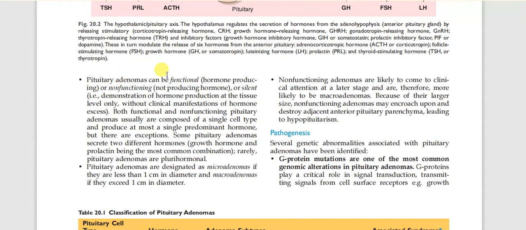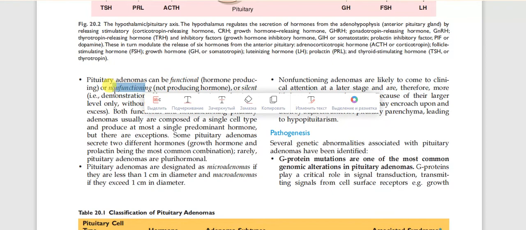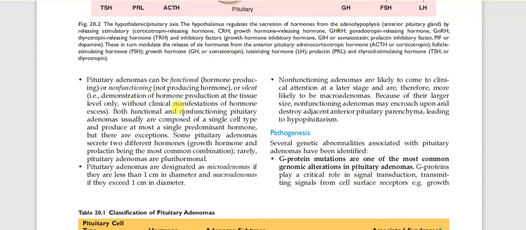Sorry. A pituitary adenoma can be functional and non-functioning. Functional means they produce hormones, and non-functioning means they do not produce hormones. Both of them are composed of a single cell type, because you remember the mechanism of carcinogenesis: any tumor usually is produced from one cell or one group of cells. So that's why these adenomas usually contain only one cell type. And of course, if you have one cell type like ACTH producing cells, they will produce only ACTH, no other hormones.